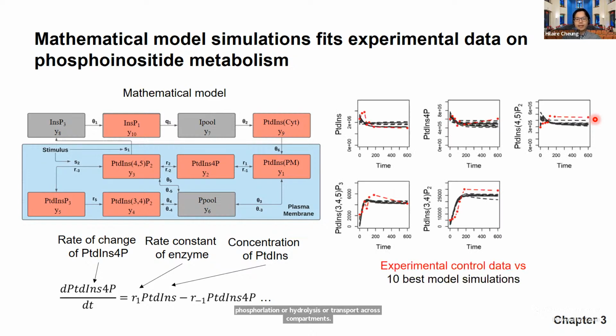And afterwards, after the construction of the model, we are able to produce model simulations. And as seen in the simulations to the right, we can see the 10 best model simulations are able to fit quite well and converge with the experimental control data as shown in the previous slide, with minor differences.